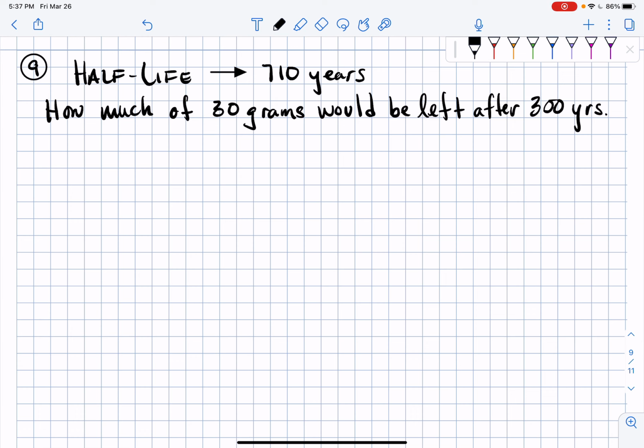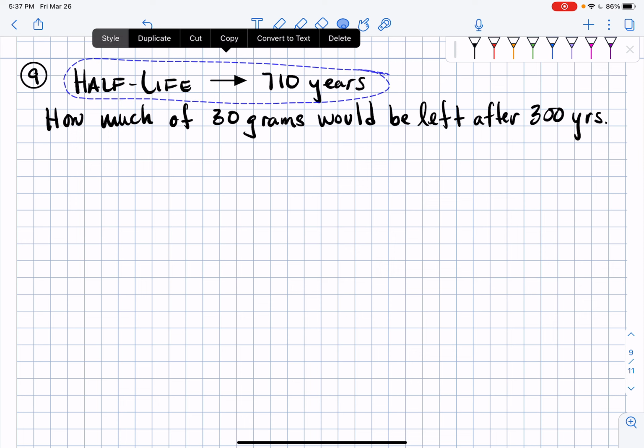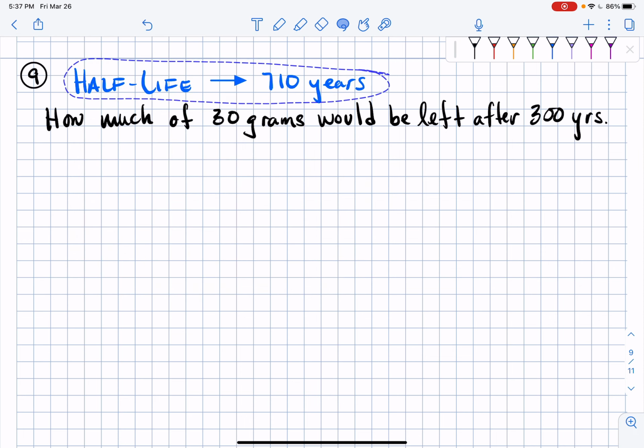The half-life of silicon-32 is 710 years. How much of 30 grams would be left after 300 years? So obviously 300 isn't half of 710 either, so it's kind of an awkward spot. But what you have to understand is that this half-life of 710 years plays a part. There's a reason why it gave you that information. It gave you that information because that helps you find something else.